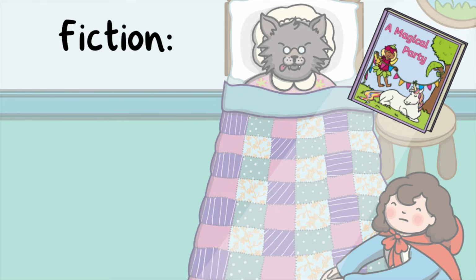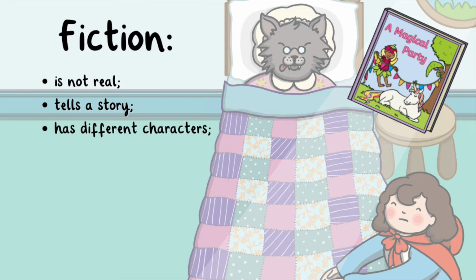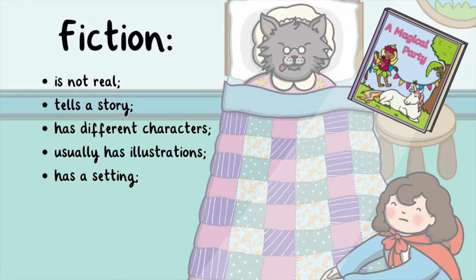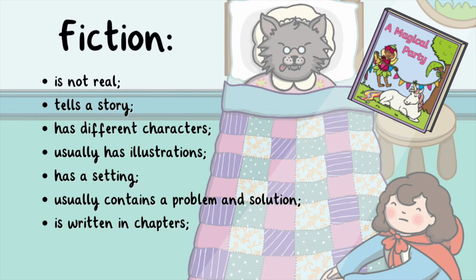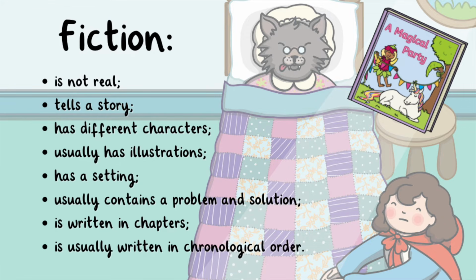A fiction text is not real, tells a story, has different characters, usually has illustrations, has a setting, usually contains a problem and solution, is written in chapters, and is usually written in chronological order.